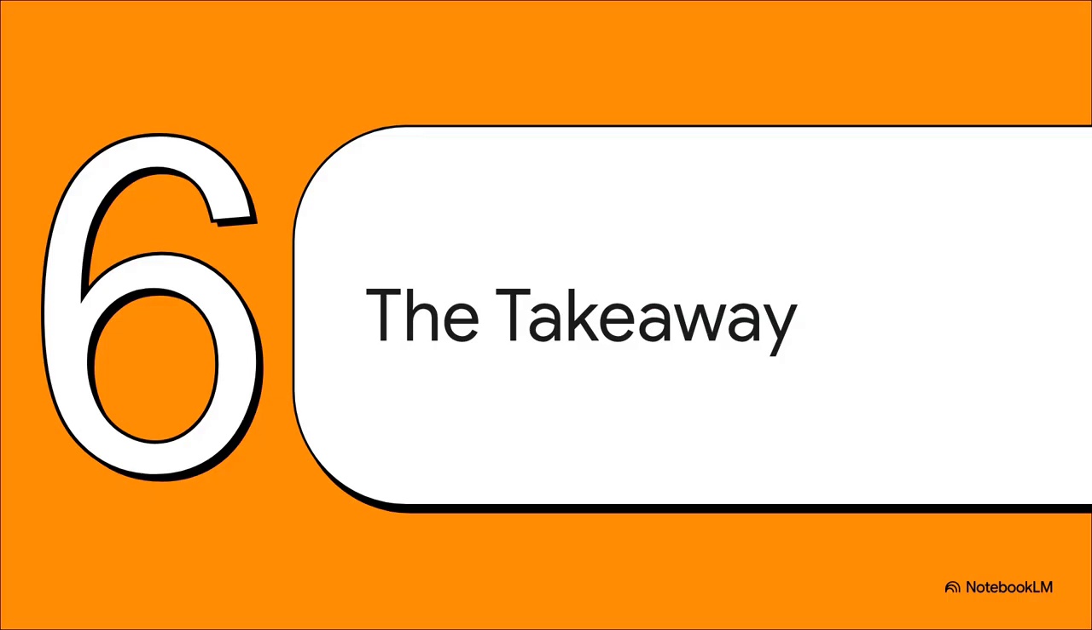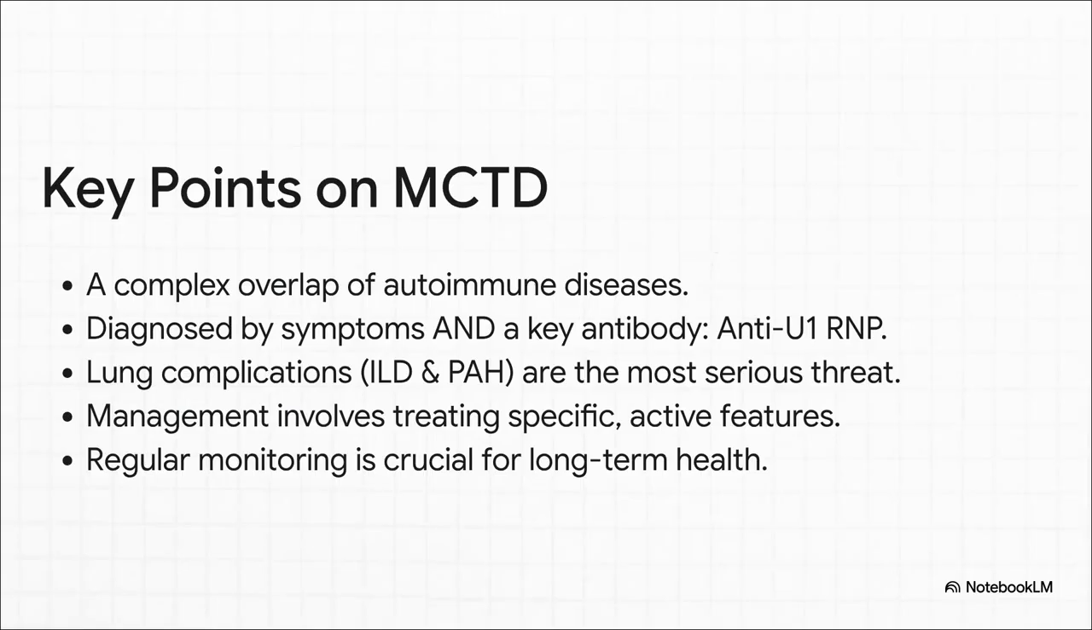Okay, let's wrap this up. After piecing all of this together, what are the most important things you need to remember about this very complex disease? So to recap the big picture, we've learned that MCTD is a true overlap syndrome, a medical mosaic. The diagnosis really hinges on finding that one key antibody, anti-U1RNP, in the blood. Of all its different features, the lung complications, ILD and PAH, are, without a doubt, the most serious threat.